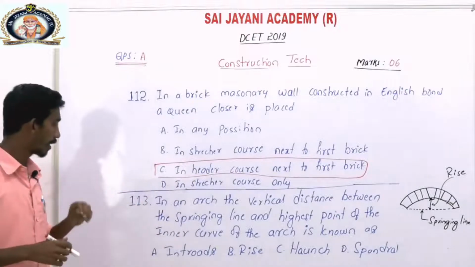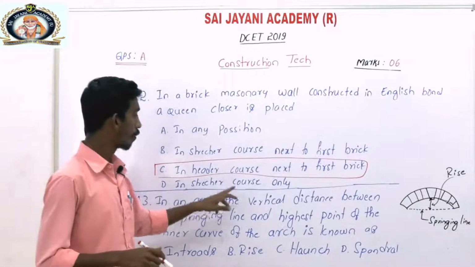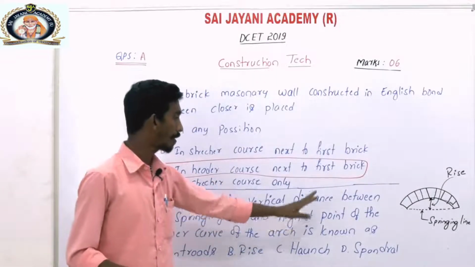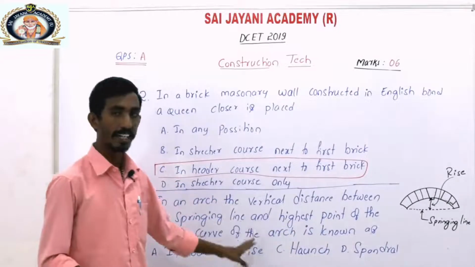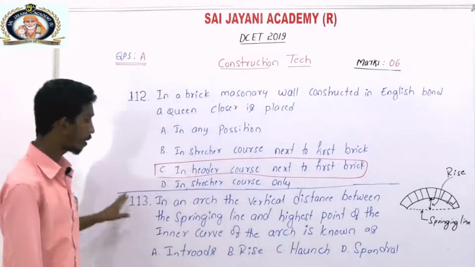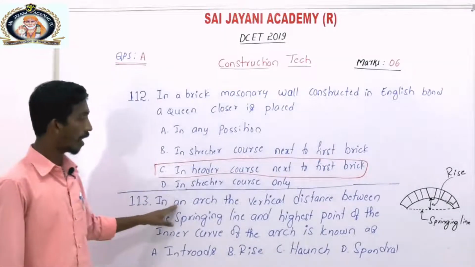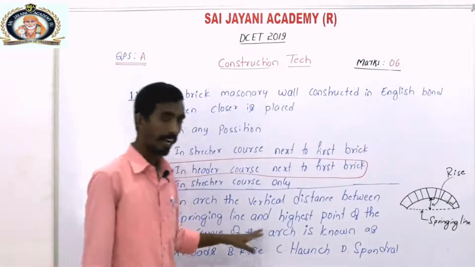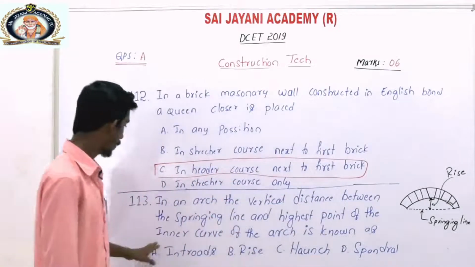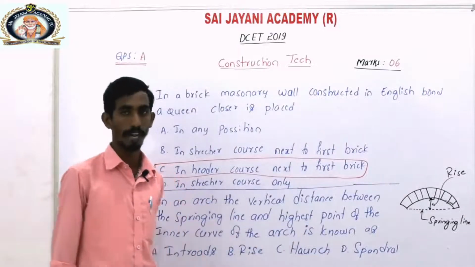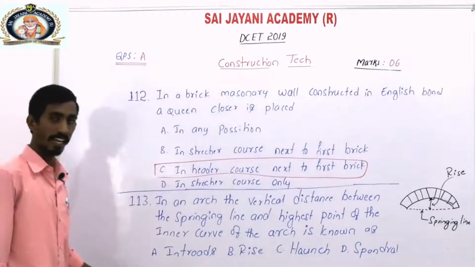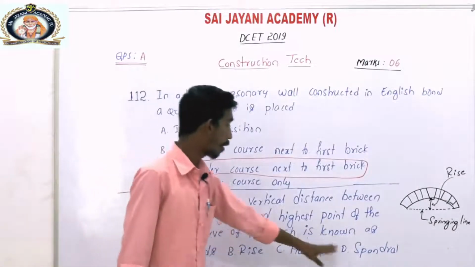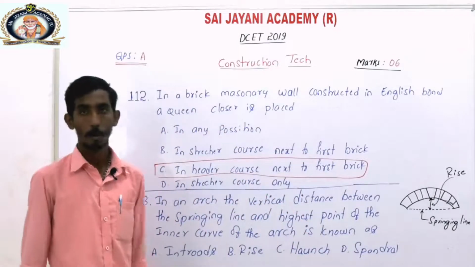Question number 113. In an arch, the vertical distance between the springing line and highest point of the inner curve of the arch is known as. And the options are option A, intrados, option B, rise, option C, arch, option D, span. These four are the options.